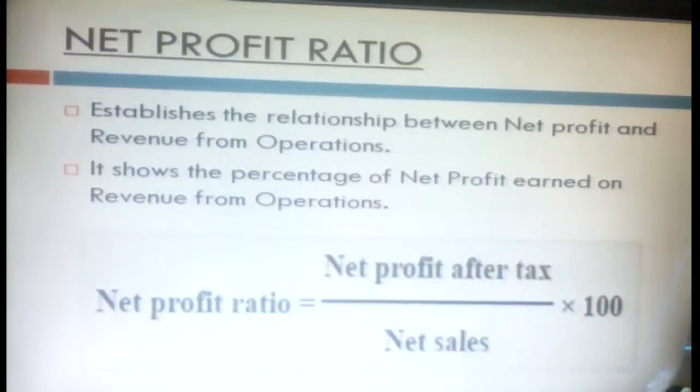Okay, then what is the meaning of net profit ratio? A second important one. It establishes the relationship between net profit and revenue from operations. When you know final accounts, our profit or loss is calculated from the gross profit with indirect expenses. It shows the percentage of net profit earned on revenue from operations. So what is the formula here? It's nothing but net profit after tax divided by net sales into 100. Here the expression is in percentage, so be very careful to multiply with 100.